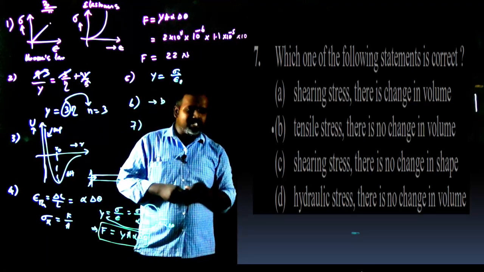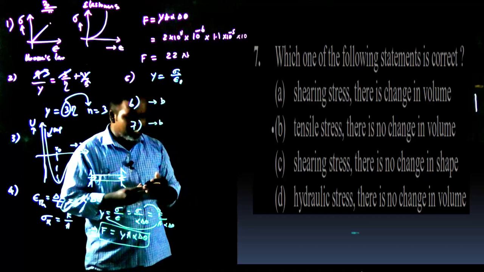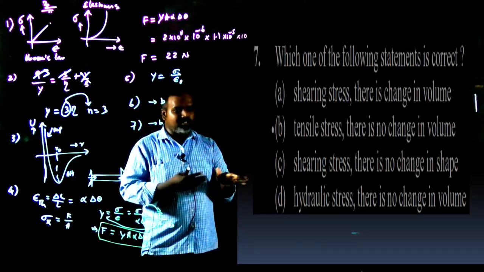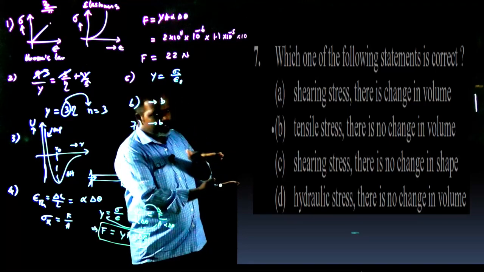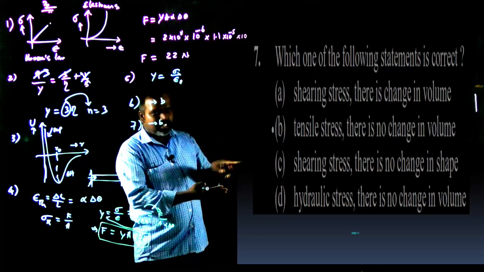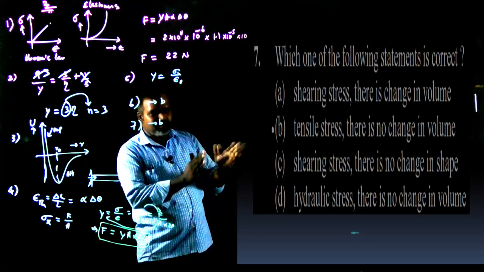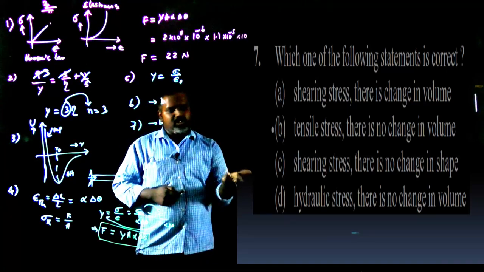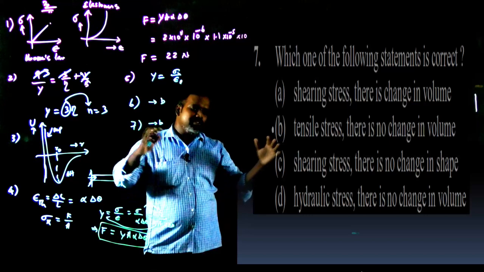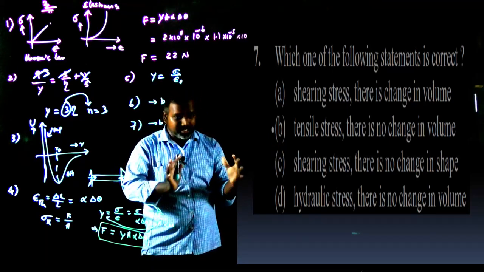Therefore the correct statement is option B, 7B. Because what about the other options, you may ask. Shearing stress: there is no change in shape, but that is not correct. When you draw the diagram, as we said yesterday, one rectangle is slid due to the tangential force, so there will be a change in shape. Hydraulic stress, obviously we know, is nothing but bulk stress or volume stress, where the whole volume of the solid or any material is reduced.